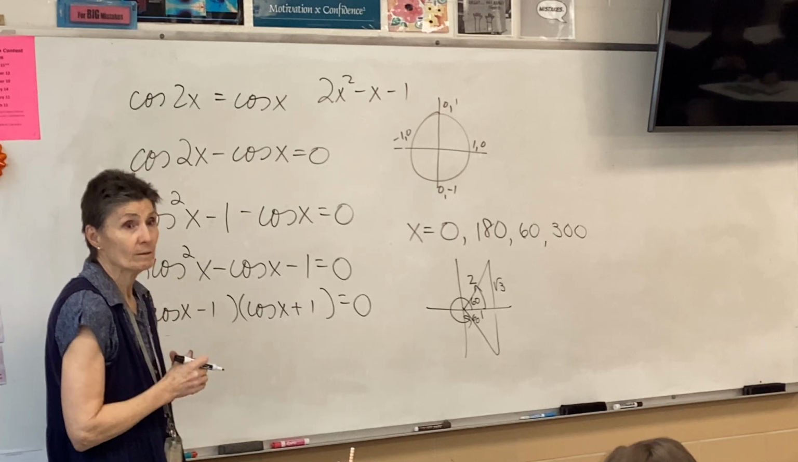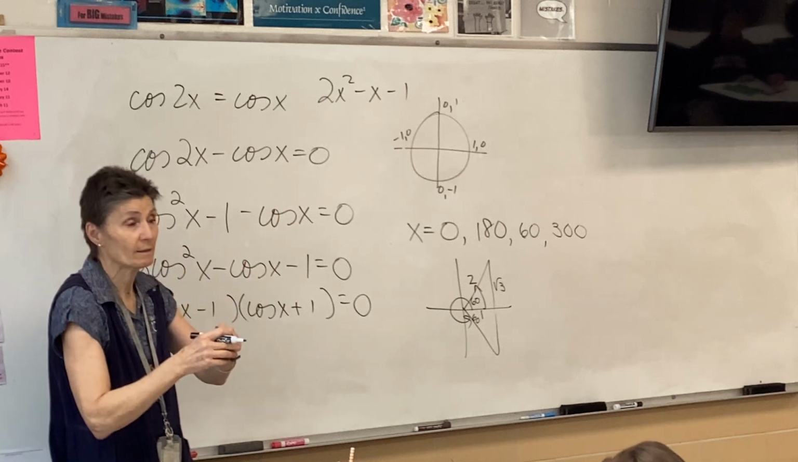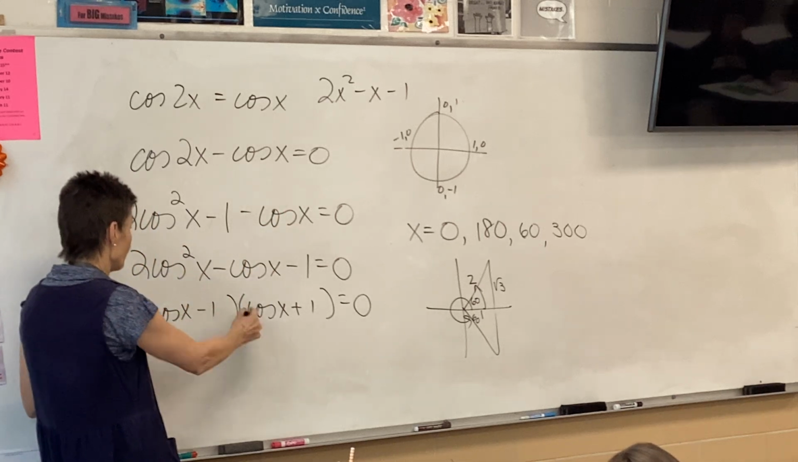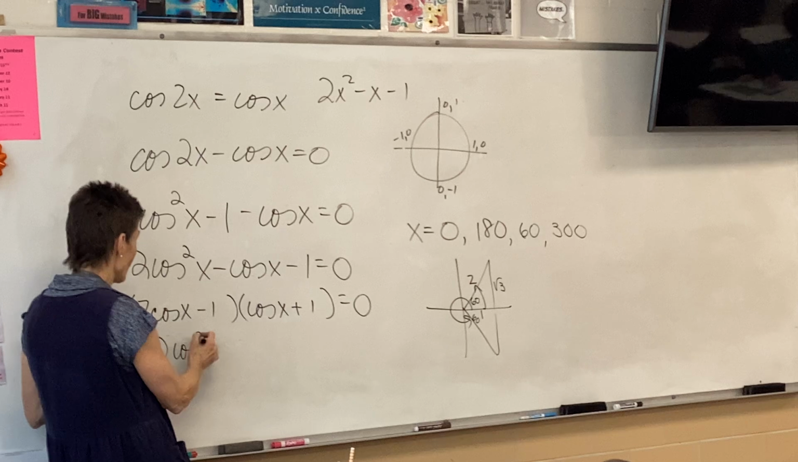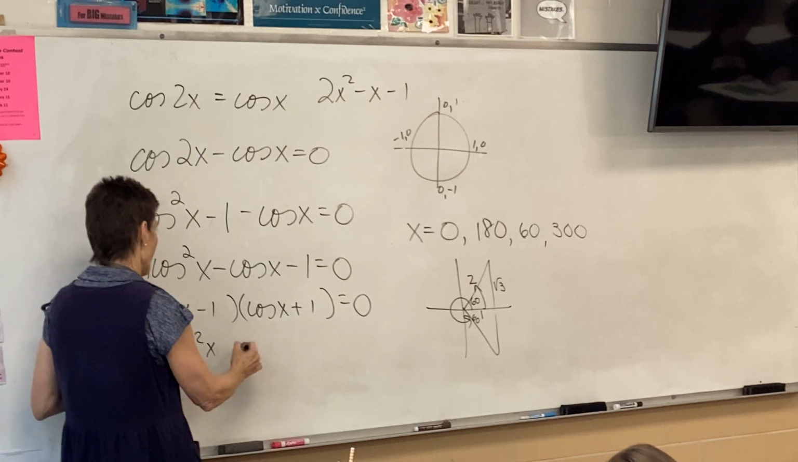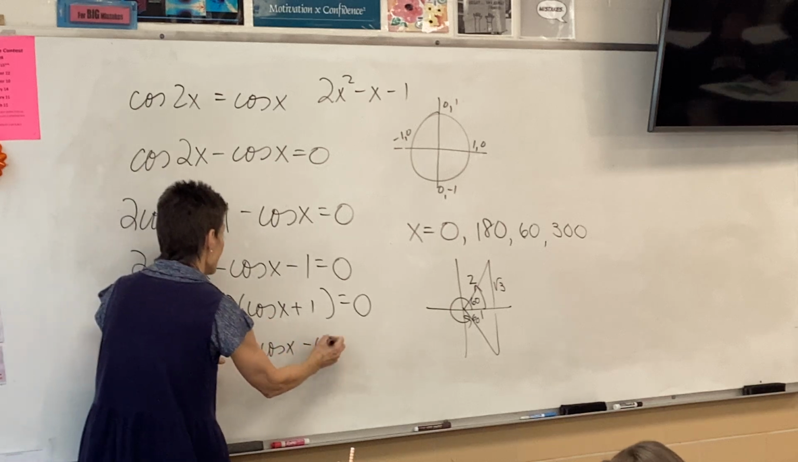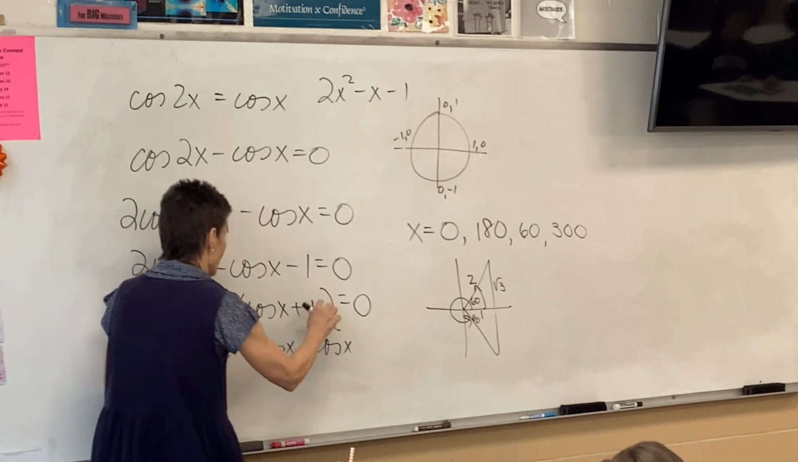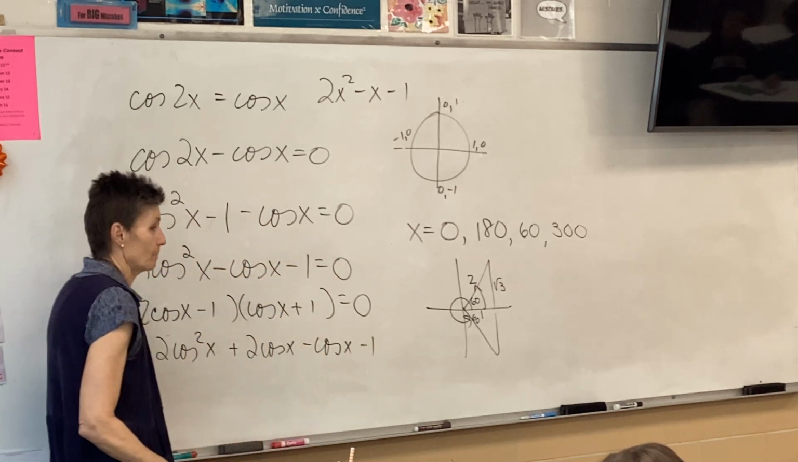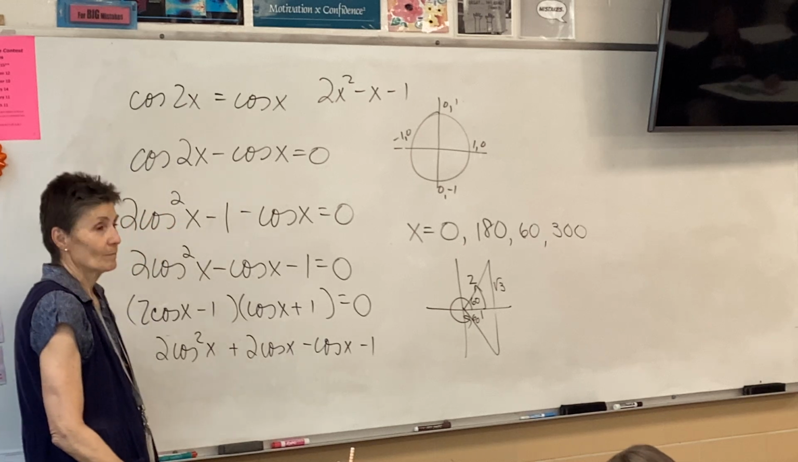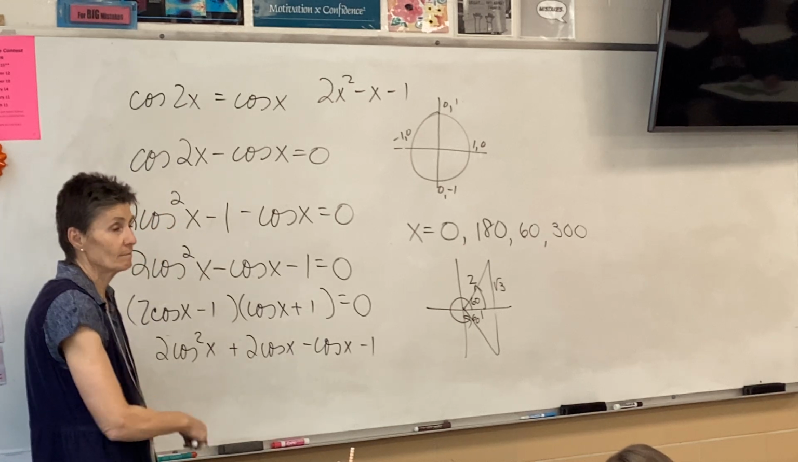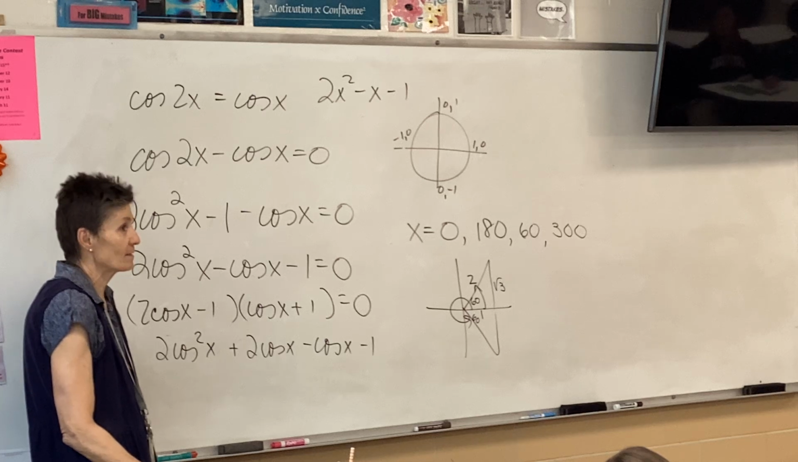Like all factoring, we just jump in, do it, and see if it works. Foiling is 2 cosine squared plus 2 cosine minus cosine minus 1. Does that work? No, that doesn't work. What's wrong with that? You got back to the original equation. It doesn't go back to the original.